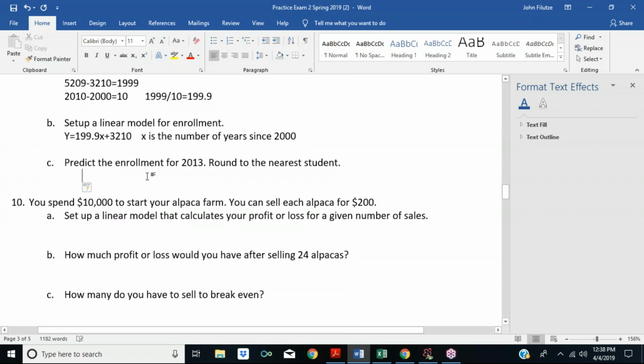And then it wants us to predict for 2013. So here, we're going to do 199.9 times, now again, we're not putting the actual year, we're putting the number of years since 2000, so 13, plus that 3210. And we need the nearest whole number. So it looks like 5,809 students.